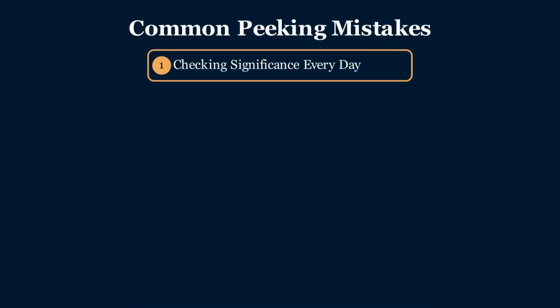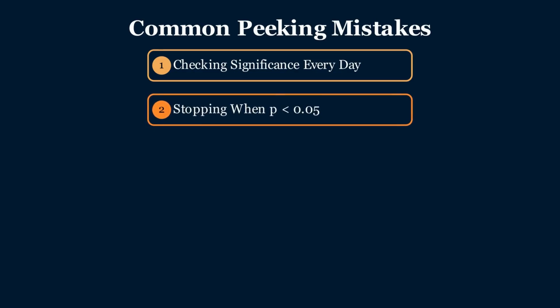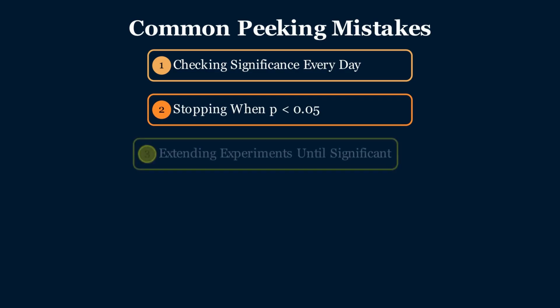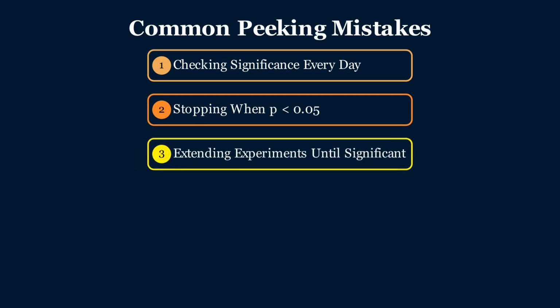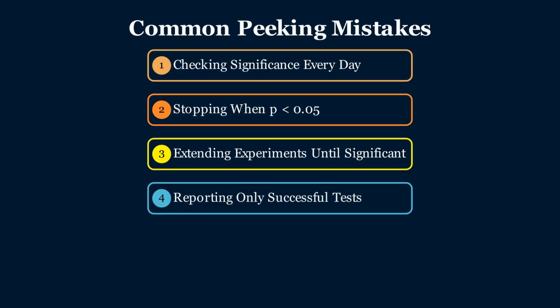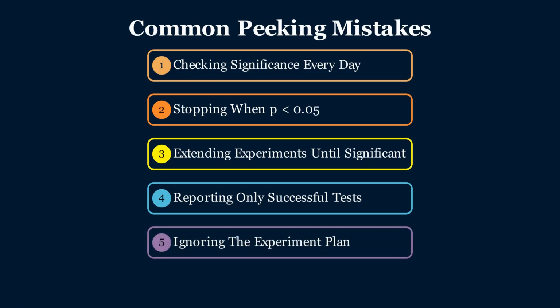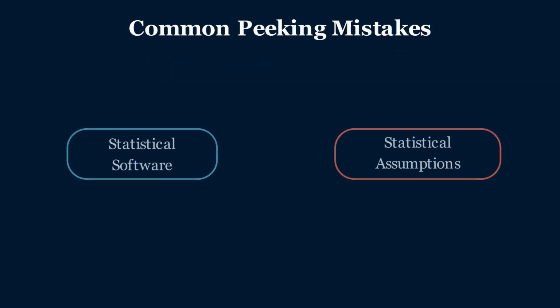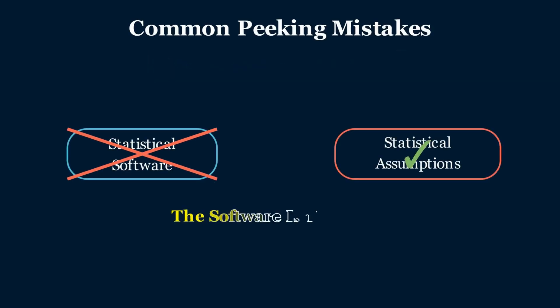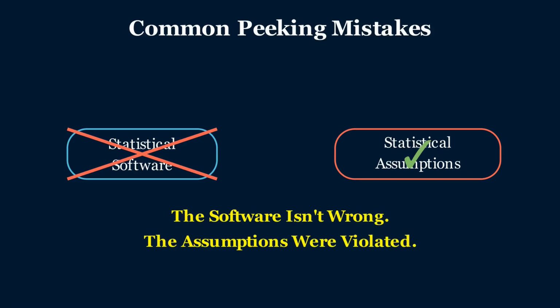Mistake 1: checking significance every day. Mistake 2: stopping the moment p becomes less than 0.05. Mistake 3: extending experiments only when results are insignificant. Mistake 4: running multiple experiments and only reporting successful ones. Mistake 5: ignoring the original experiment plan. All of these increase false discoveries. Not because statistical software is wrong, but because the assumptions behind the software were violated. Fortunately, avoiding these mistakes is much easier than fixing them afterward.